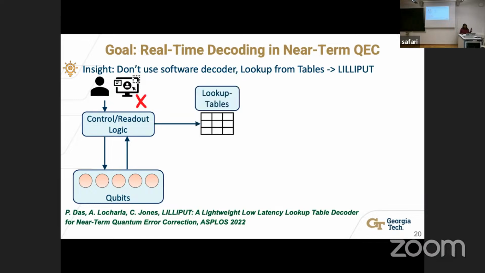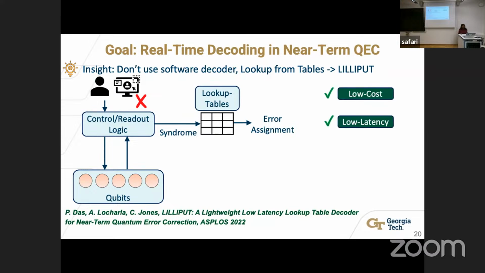And then what the lookup table is indexed with is basically the syndrome, and the entry in the table gives you the error information. The advantage of this kind of design is it's low cost, it's low latency, it's very accurate because you can program it with the best known decoding algorithm that you have. And then very interesting is that it can be fit onto FPGAs.